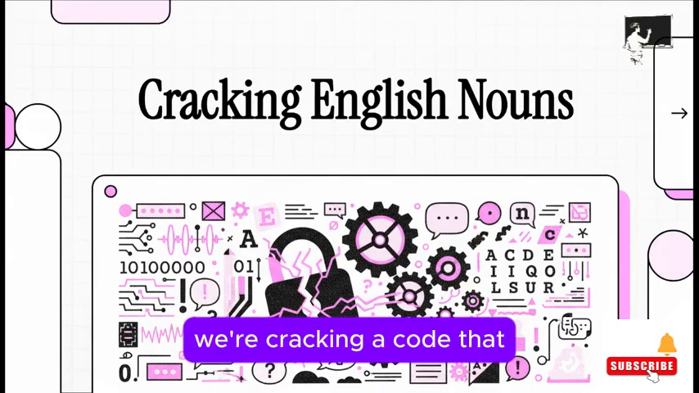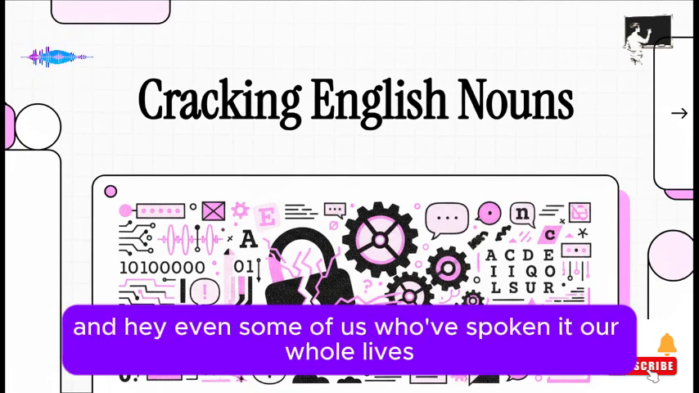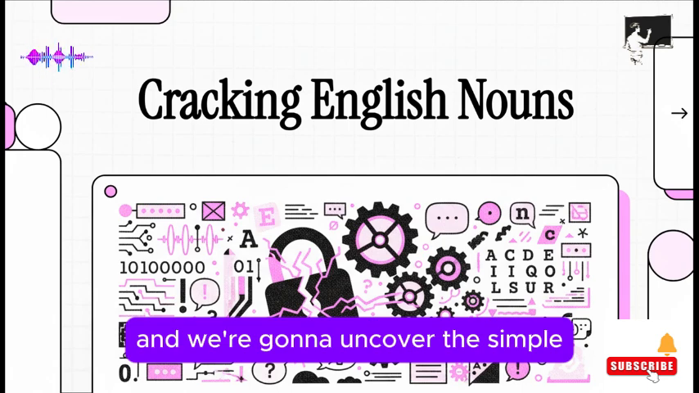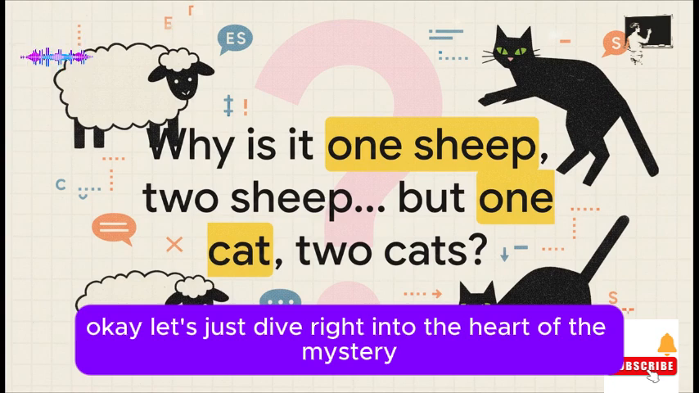Right, today we're cracking a code that honestly trips up just about everyone who learns English. And hey, even some of us who've spoken it our whole lives. We are talking about nouns, and we're going to uncover the simple, kind of surprising rules behind some of the trickiest words in the language. Okay, let's just dive right into the heart of the mystery, shall we?